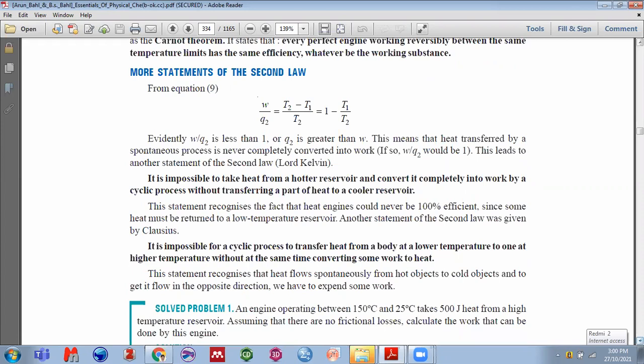Another statement of the second law was given by Clausius. It is impossible for a cyclic process to transfer heat from a body at the lower temperature to one at higher temperature without at the same time converting some work to heat. This statement recognizes that heat flows spontaneously from hot body to cold body, and to get it to flow in the opposite direction, we have to expend some work.